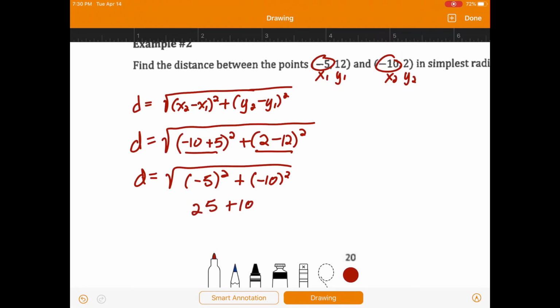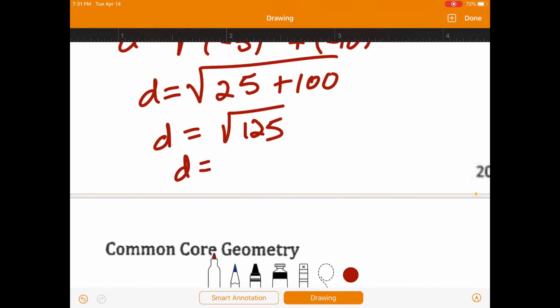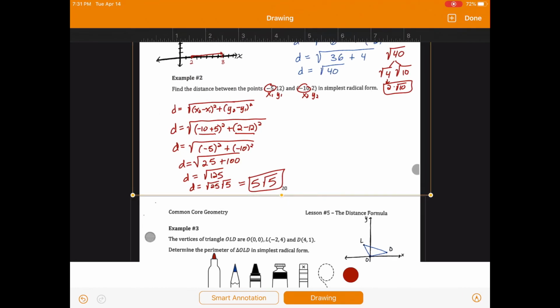So we've got 25 plus 100. So D equals the square root of 125. And then we can reduce that into simplest radical form. So that is going to be 25 and 5. And then we've got that equal to 5 square root of 5. There we go. And that's going to be our answer.